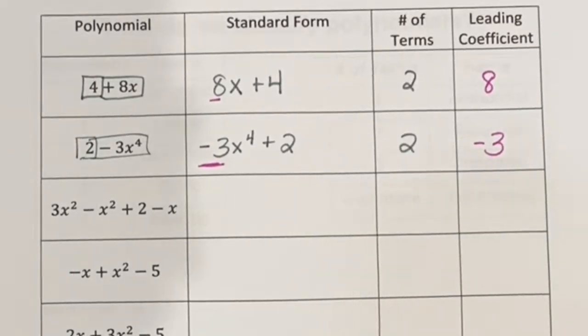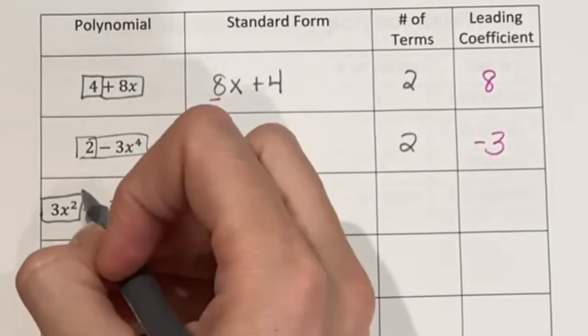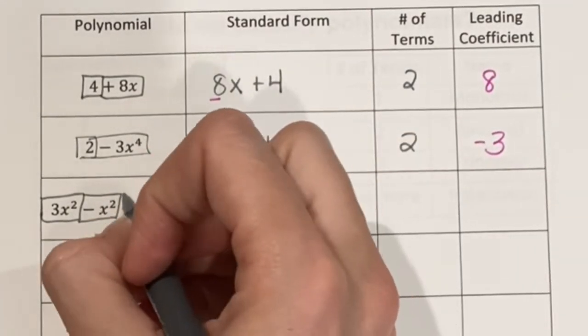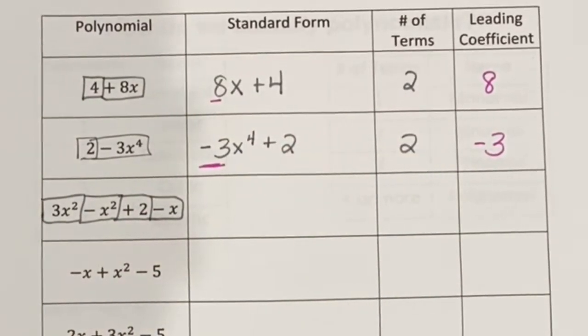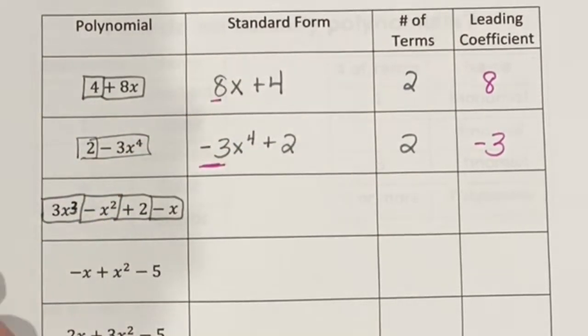Let's look at one more example. Here I have the 3x squared. I have the negative x squared. I have the positive 2 and the negative x. And I'm sorry, I apologize, there's a typo here. This should be a 3. So that should be 3x cubed.